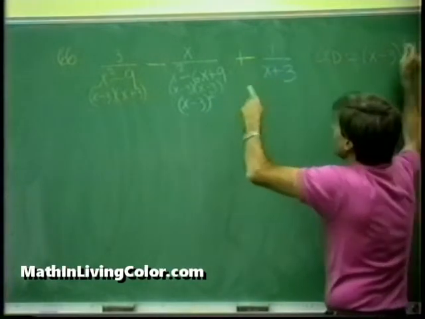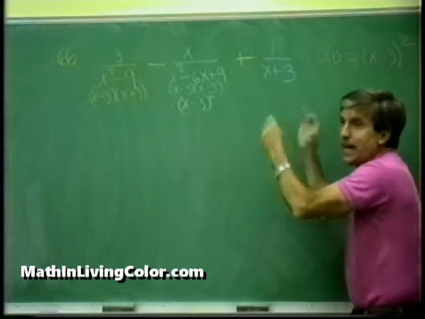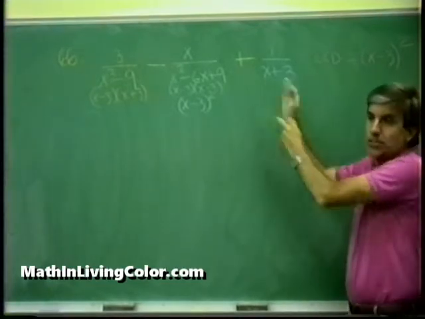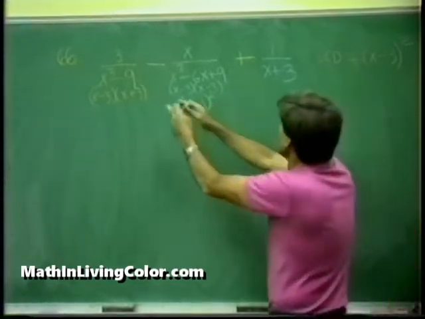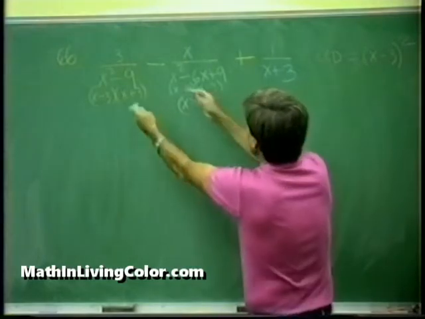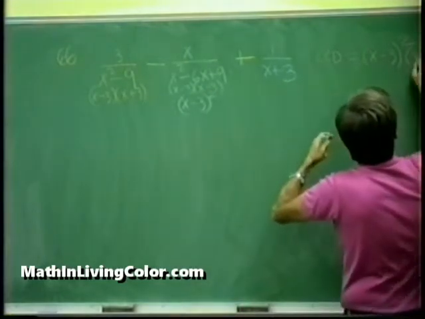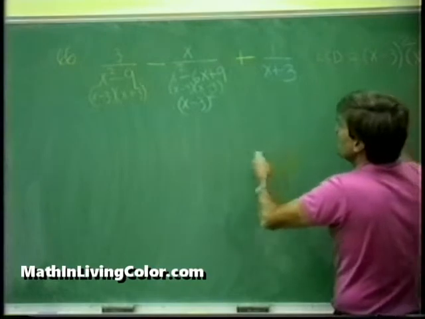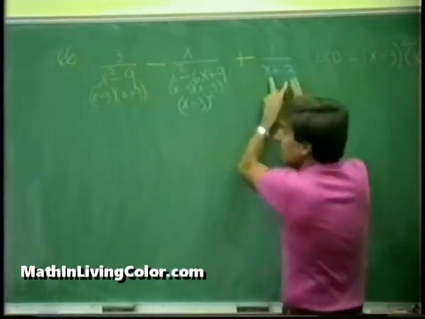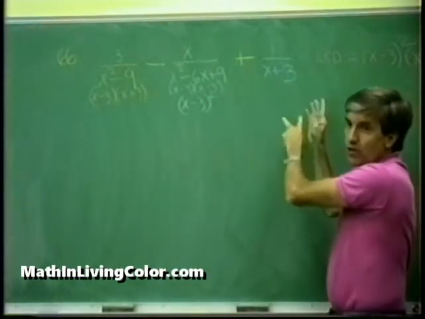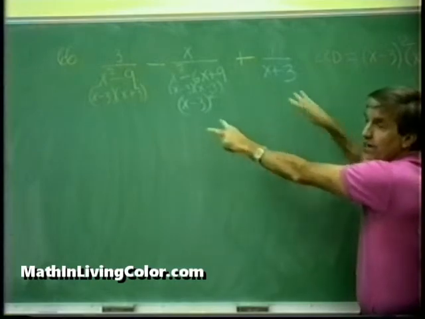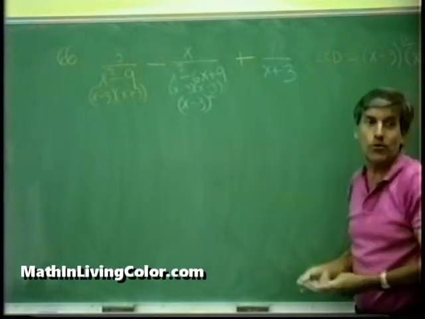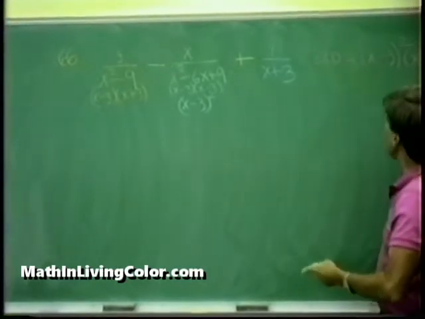Squared. Remember, we take the highest power of any x minus 3 factors. Take the highest power. And what else is there in this problem? X plus 3. Do we need an x plus 3 squared? No. We got one here, we got one there. We don't need 2 of them because we only have one in each place. So we need the highest power of any given factor. So that's the common denominator.